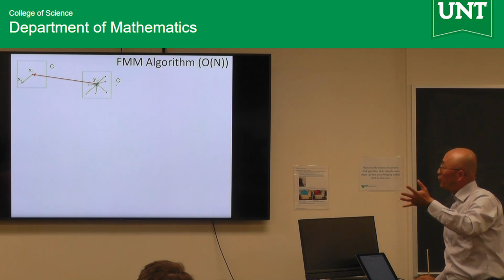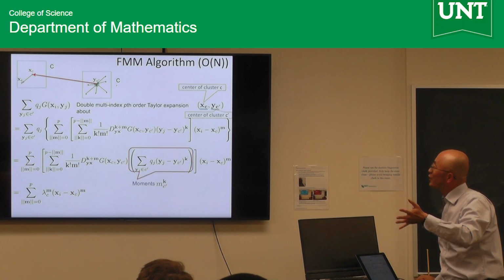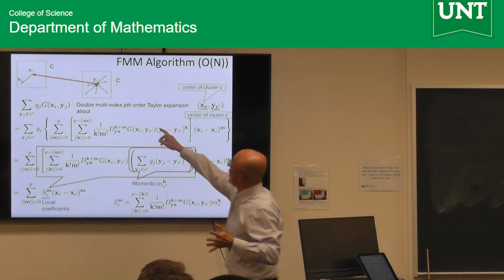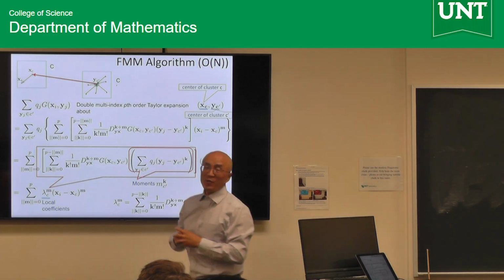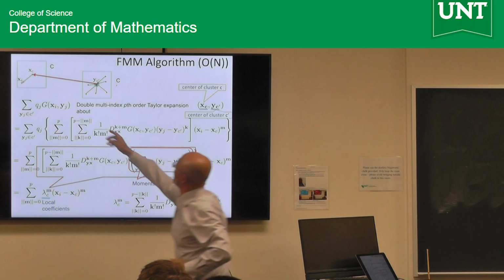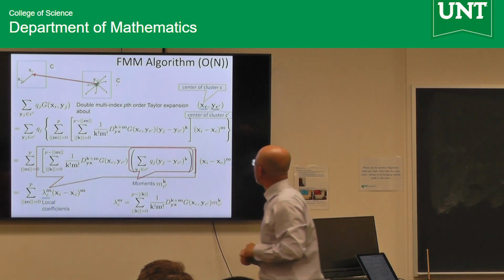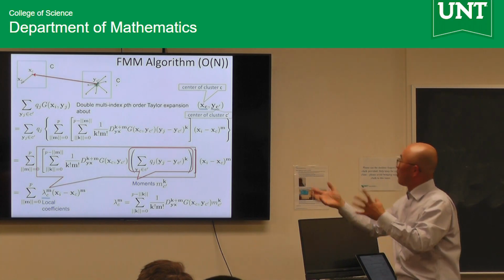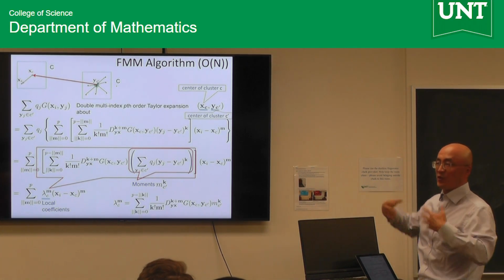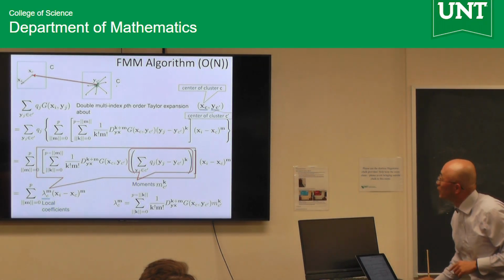About the algorithm, I don't want you to look at the detail, I'll just go through it. It's called a double multi-index p-th order expansion. Basically, you do the expansion about the center of this and also the center of this, then you use some operations to get the final results. But I don't want to go over the detail. It's just the key idea. If you want the detail, read the paper.